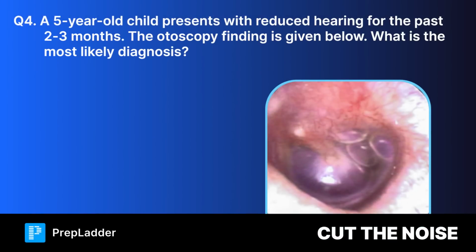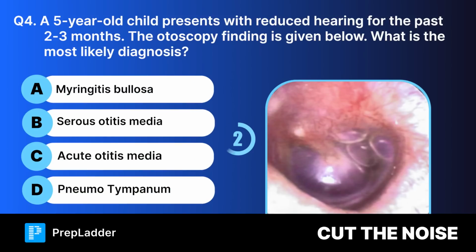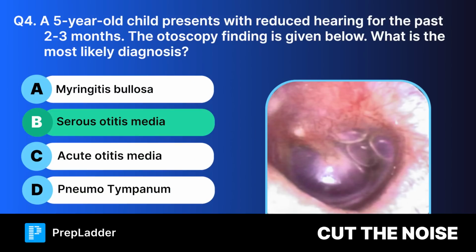Question 4. A 5-year-old child presents with reduced hearing for the past 2 to 3 months. The otoscopy finding is given below. What is the most likely diagnosis? Your options are, and the correct answer is serous otitis media.